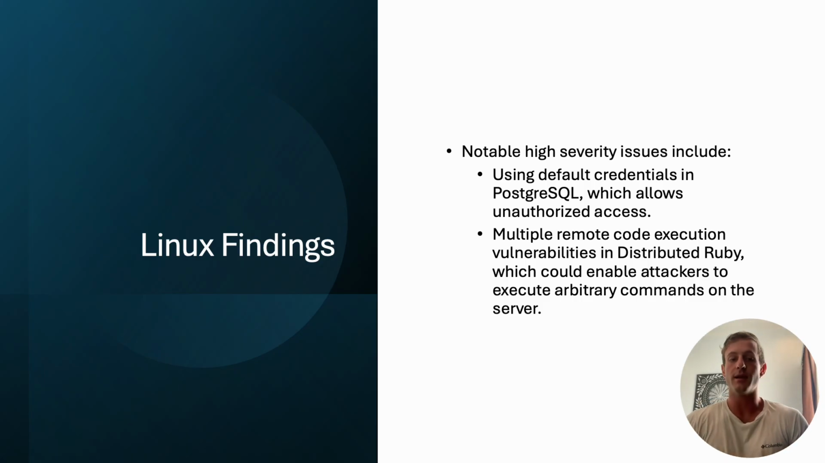But as to the Linux findings, some notable high severity issues include using default credentials in PostgreSQL, which allows unauthorized access. There are also multiple remote code execution vulnerabilities in distributed Ruby. These could enable attackers to execute arbitrary commands on the server.